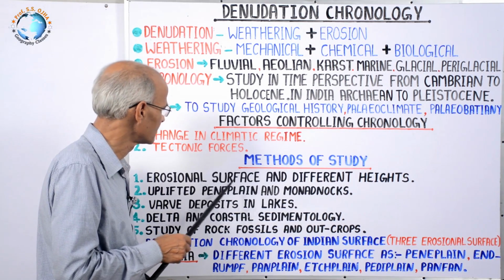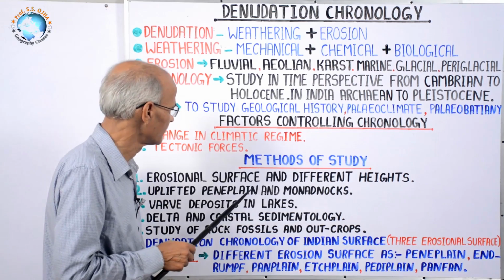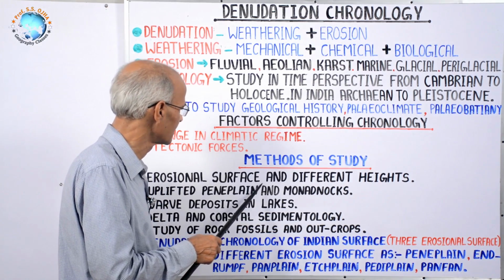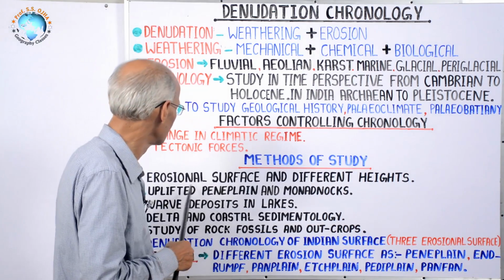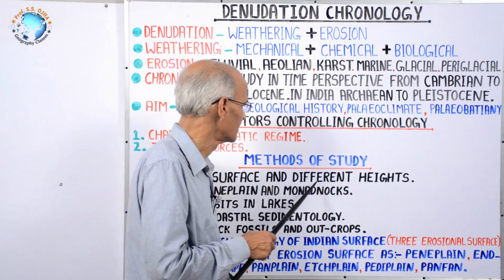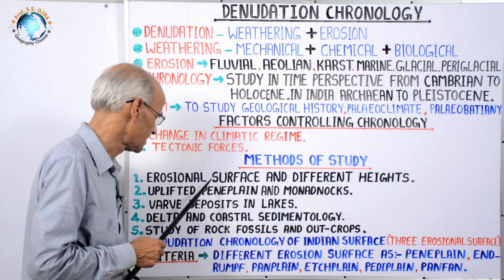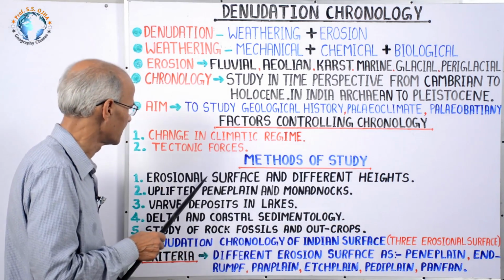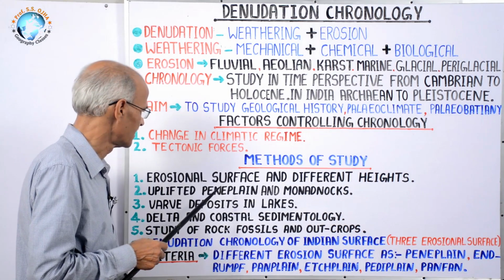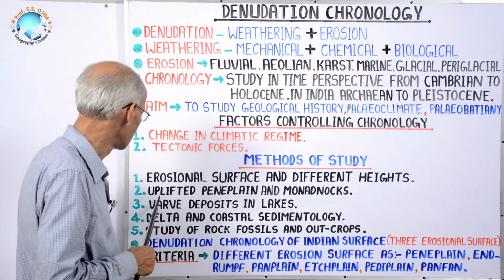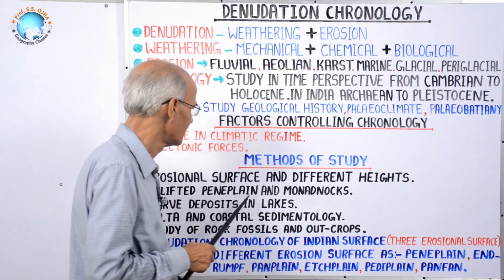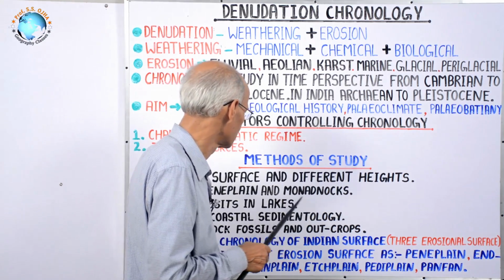The second criteria was profile. On the basis of it we reached the conclusion that there were a number of erosional surfaces, and on the basis of different heights we reached that conclusion. And from that video you can bring that related matter to this topic. And the second point is uplifted peneplain and monadnocks.